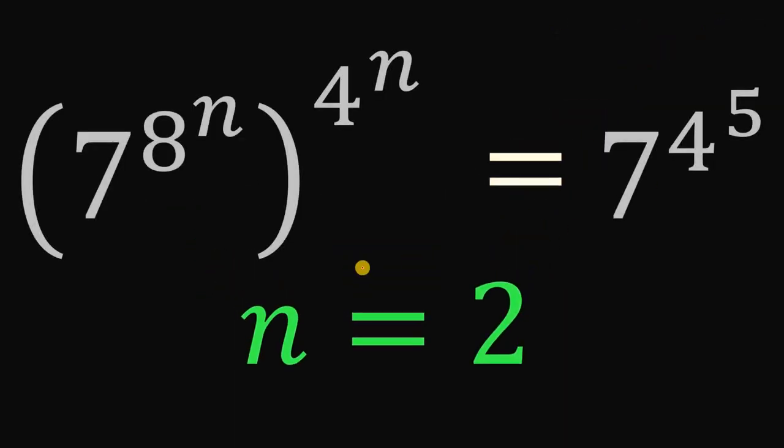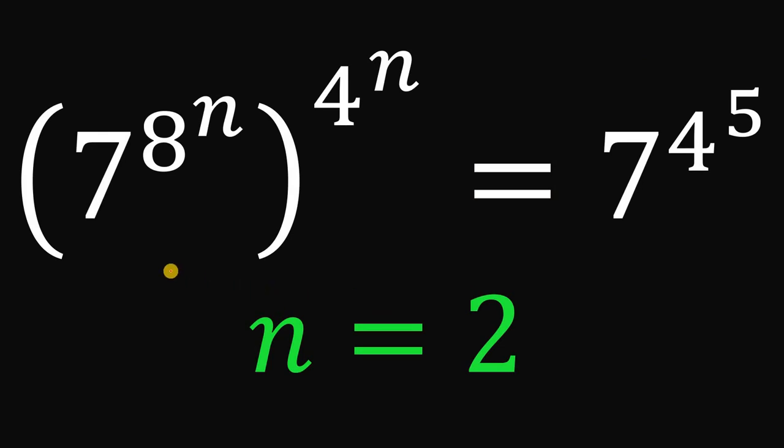Therefore, the answer to this question, what is the value of n that satisfies this equation, 7 raised to 8 raised to n raised to the power of 4 raised to n equals 7 raised to 4 raised to 5, must be n equals 2.